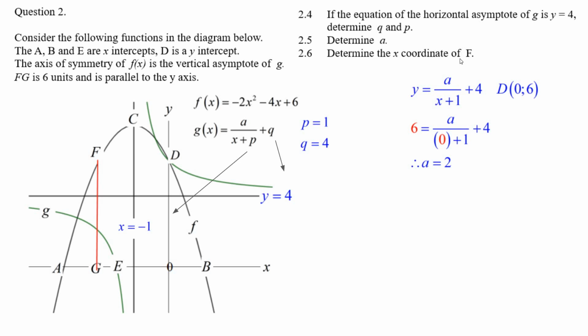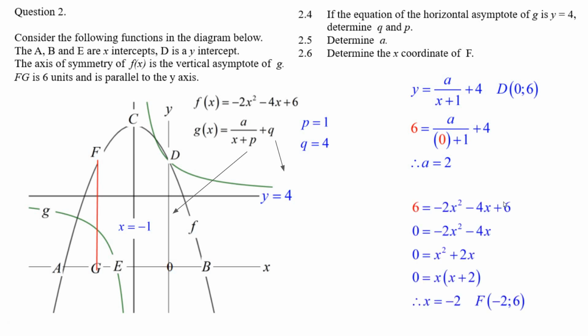Now determine the x-coordinate of f. Oh, didn't they tell us that? Oh yeah, FG, that is 6 units. That's a fancy way of telling you that because this is parallel to the x-axis, that's what they said here, if this is 6 right here, then the y-coordinate must be 6. Well, we can use that, and it sits on the parabola.